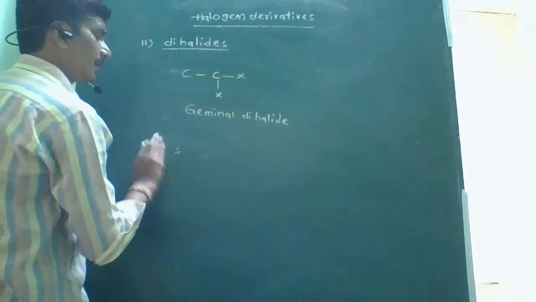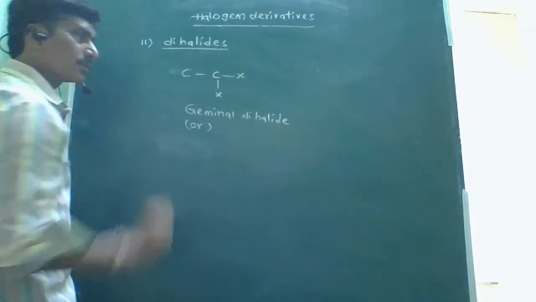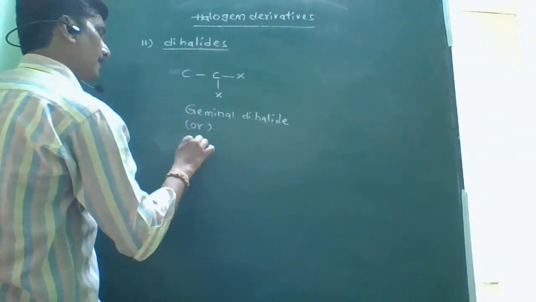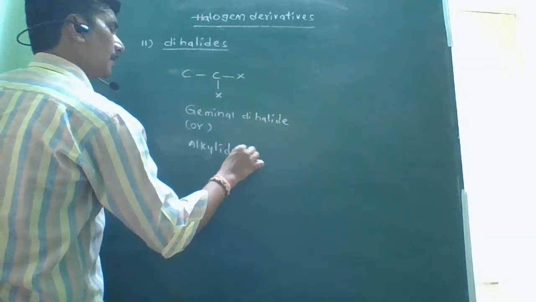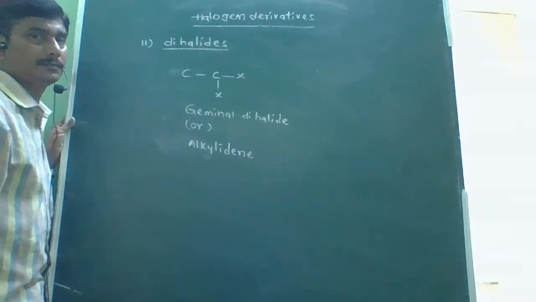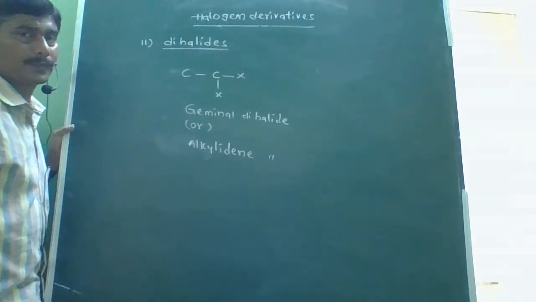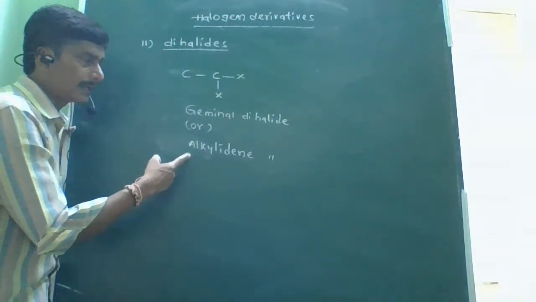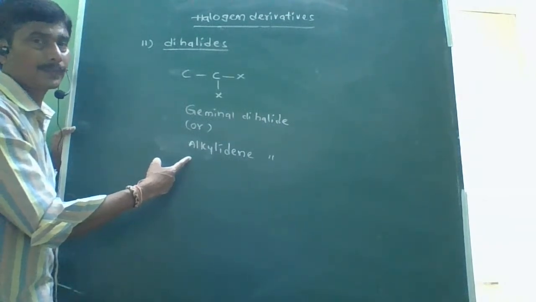So these are also known as alkylidene dihalides. Geminal dihalides are also known as the alkylidene dihalides.